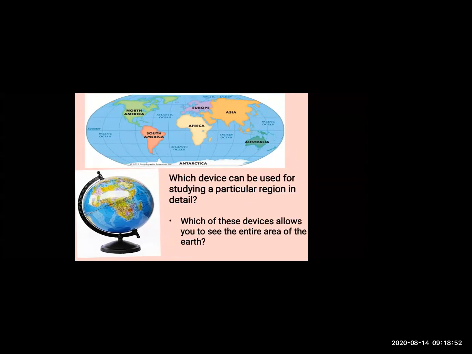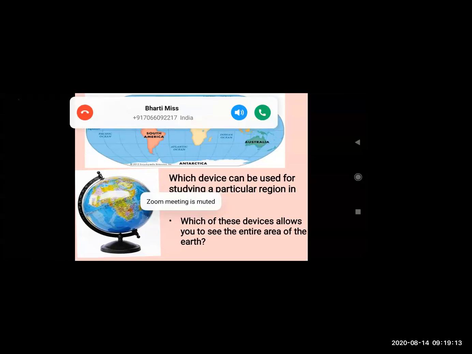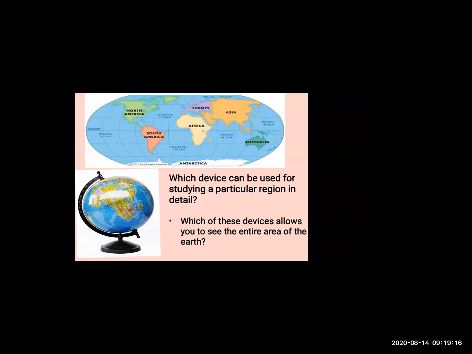Next, which device can be used for studying a particular region in detail? Suppose we want to study a particular region, take an example of Mumbai. So a map or a globe, which device is useful to study the particular region in detail? Which device helps us to study the particular region? Yes, Disha, I'm unmuting you. Answer this question. Yes, Disha? Tell me.